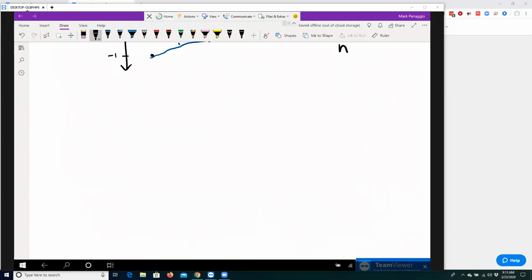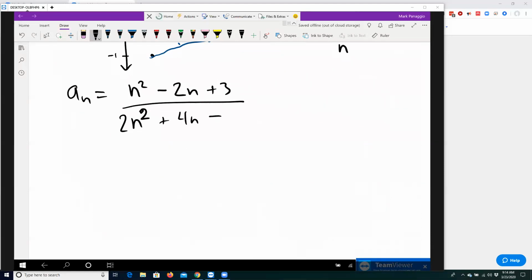Let's look at the sequence. How about an is going to be equal to n squared minus 2n plus 3 all over 2n squared plus 4n minus 6. Ooh, let's not make that a 6 because that makes the bottom just double the top. Let's make that a 7. Okay?